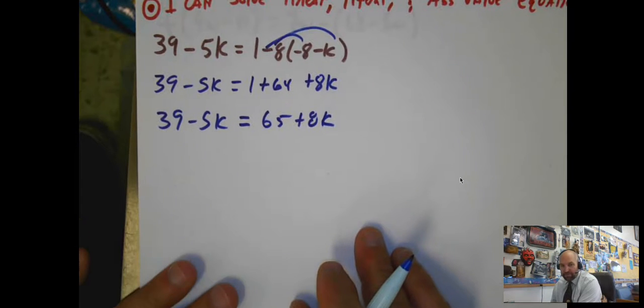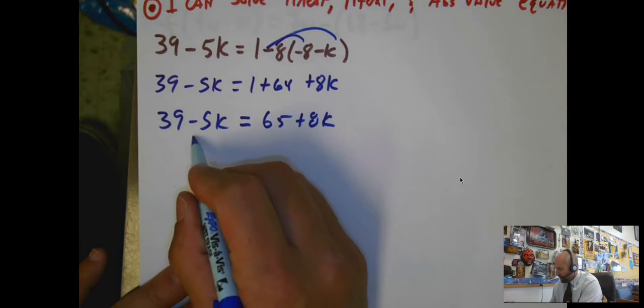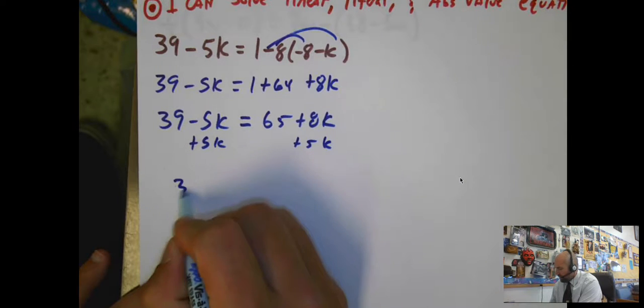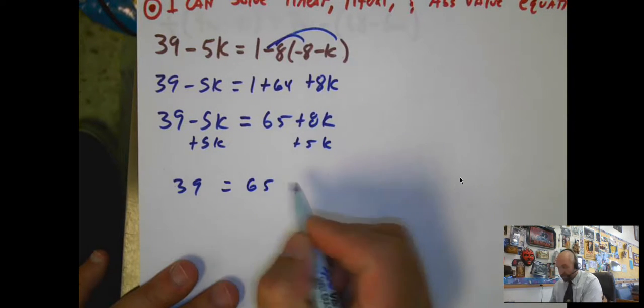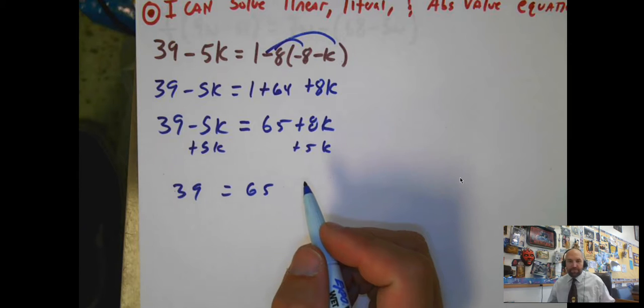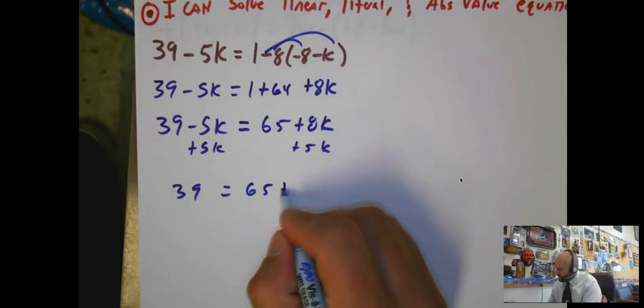What I do is I always bring the smaller to the larger variable. So I'm going to add 5k to both sides. So I get 39 equals 65. And what is 8 plus 5? Is that 15? Or 8 plus 5 is 13, so that's 13k.